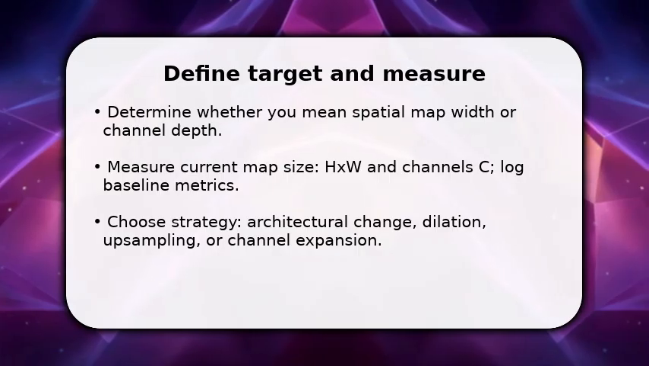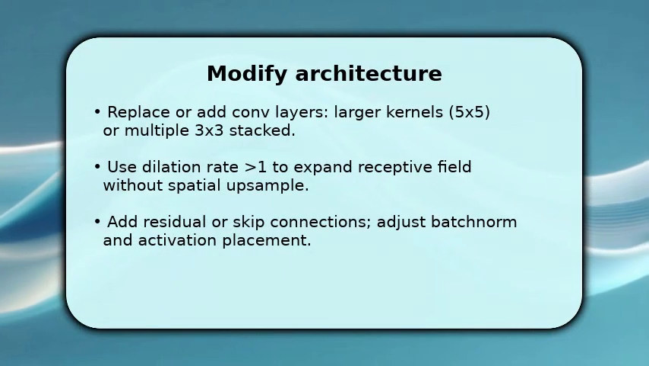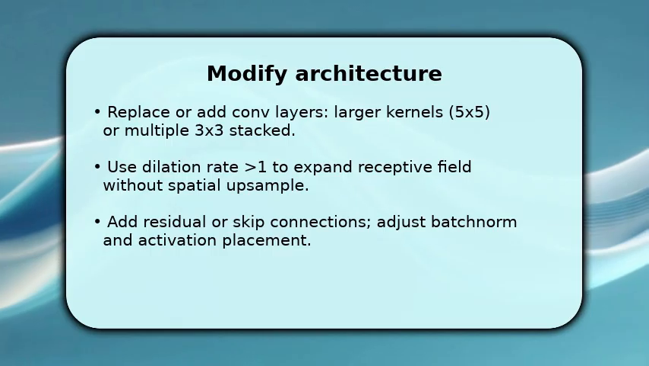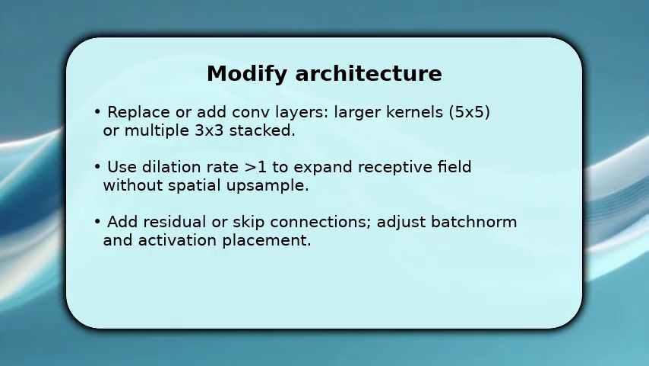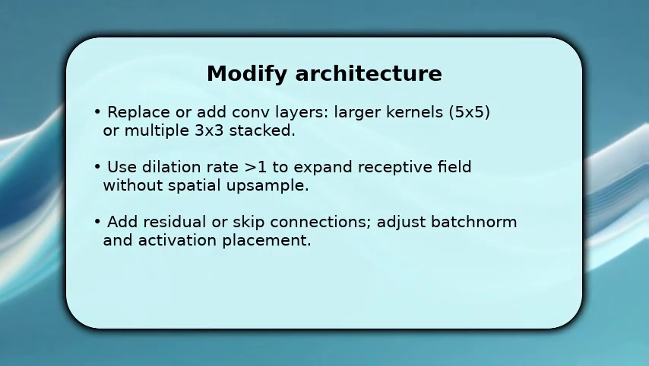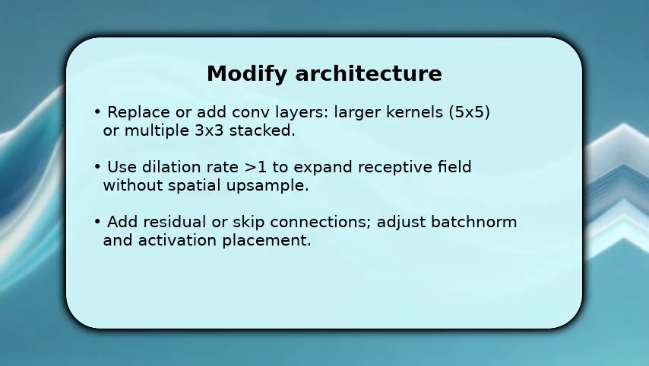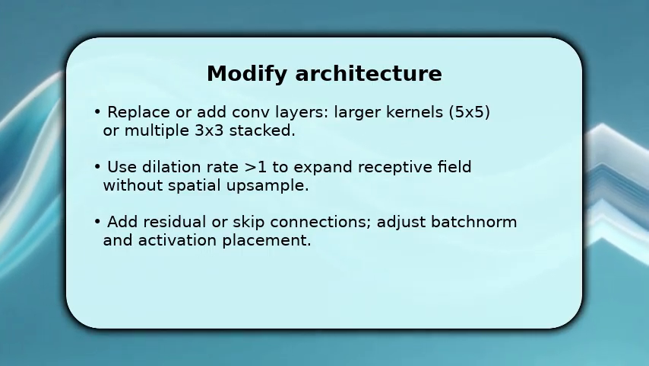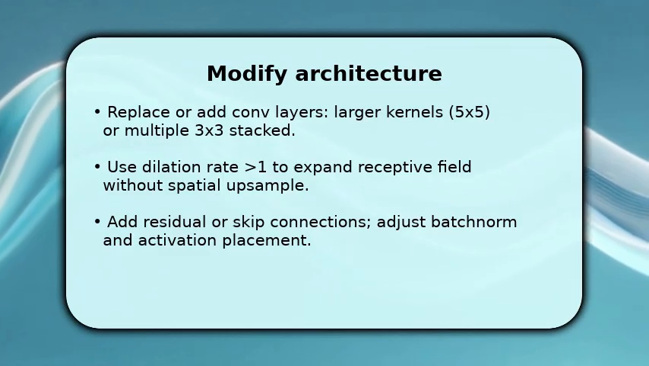Next, implement the chosen architectural edits carefully. If increasing spatial width, add transpose conv or bilinear upsampling plus conv to avoid checkerboard artifacts. Alternatively, stack 3x3 convs instead of one large kernel for efficiency.